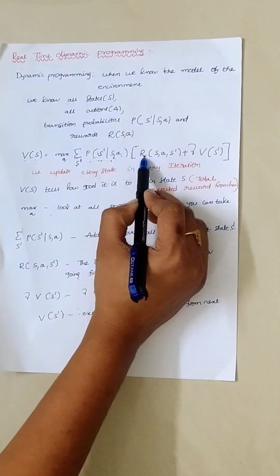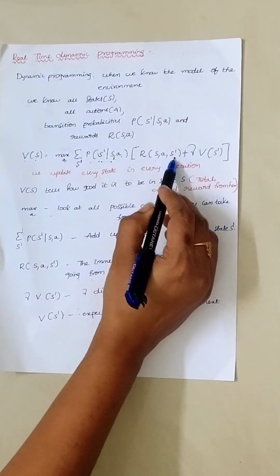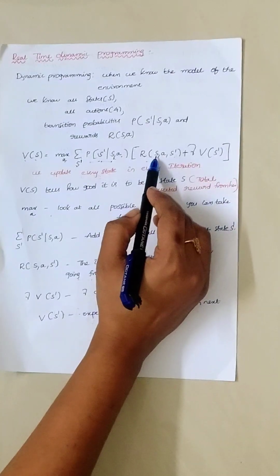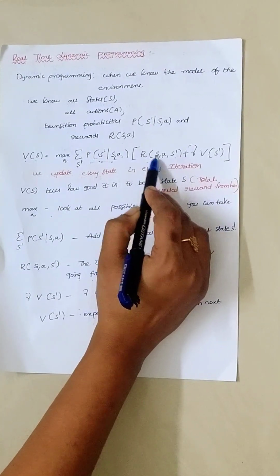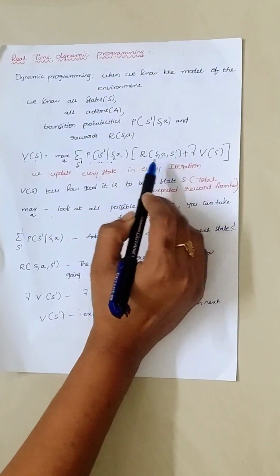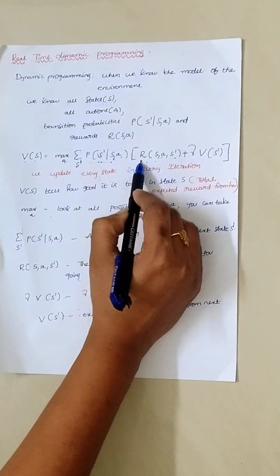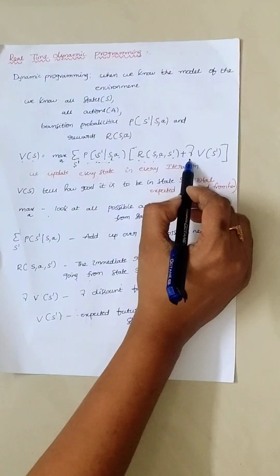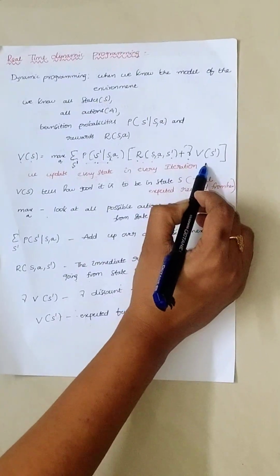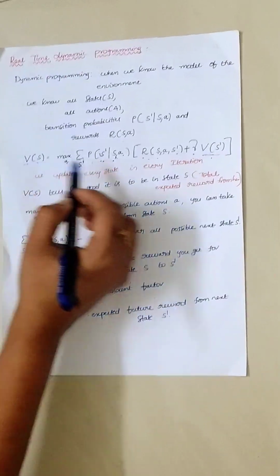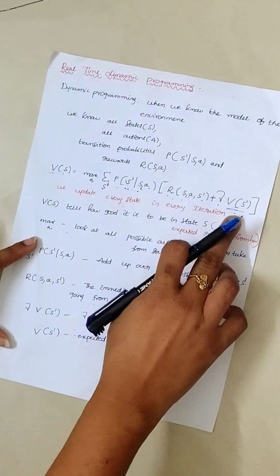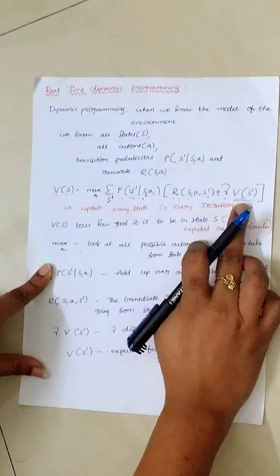Next, R of s comma A comma s dash. What is the immediate reward I get when I am in this state s, I have taken an action, and I am going to the next state s dash? Plus gamma, we know it is the discounting factor, and V of s dash. V of s dash means that inside we have to write this loop one more time. We are expecting what the future reward will be from the state s dash.